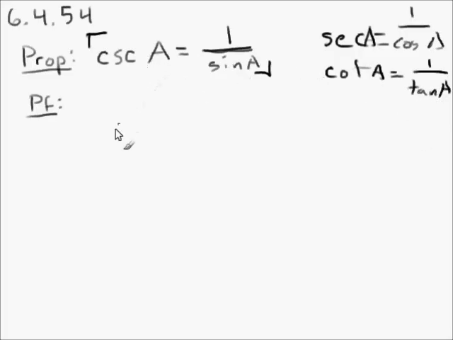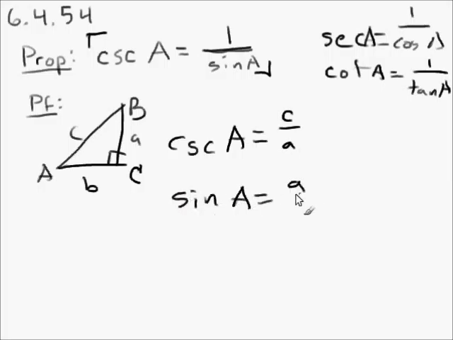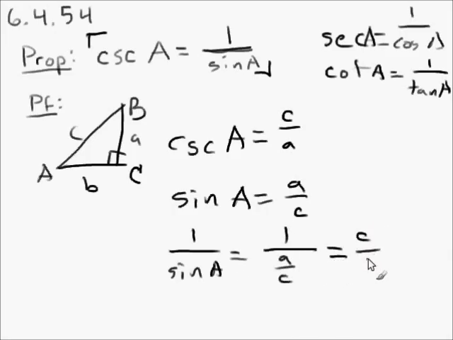How the book defines it, though, is, given our poorly drawn triangle here, cosecant of A is C over A, hypotenuse over opposite, by definition. Well, the sine is defined to be opposite over hypotenuse. 1 over the sine of A is 1 over A over C, which is actually C over A, which is cosecant of A. And we're done.